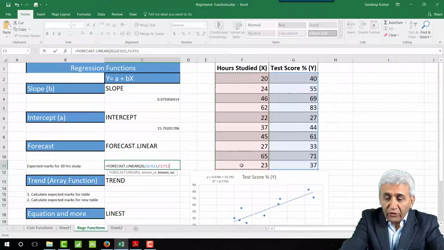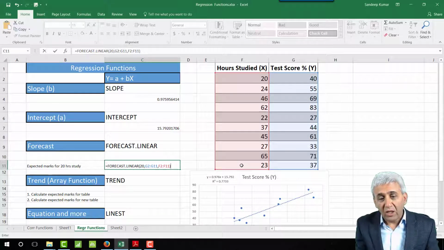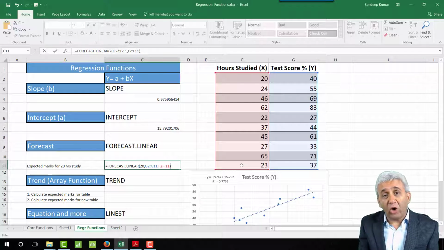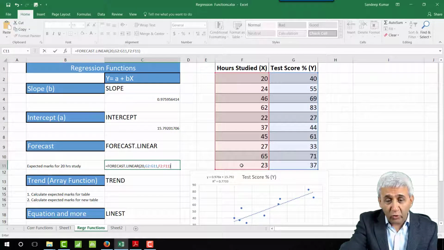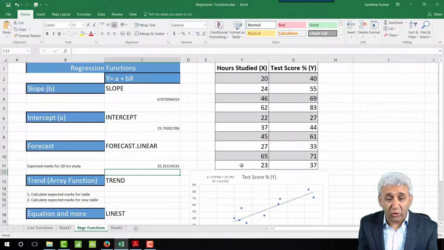What you will notice here is that you don't even need to find out the equation. This function will find the equation, put the value of x equal to 20 in that equation, and give you the estimated value of y. All of this is done in FORECAST.LINEAR. So if I press OK, this gives me 35.31. That's the percent of marks which the student will obtain if the student studies for 20 hours.